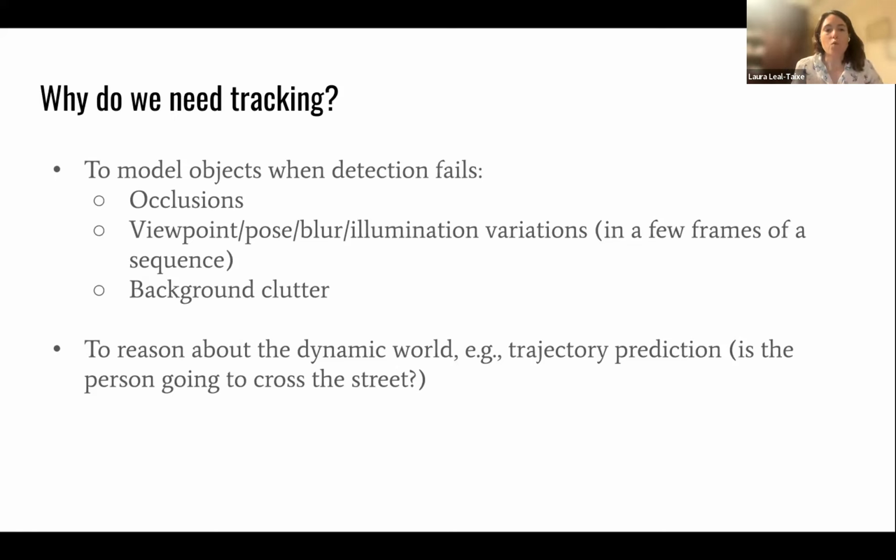But at the same time, one needs to perform tracking, and especially multi-object tracking, because we want to understand and reason about the dynamic world. We want, for example, to be able to predict the trajectory of a person that is crossing the street in the case of an autonomous car. And for this, we need to properly understand the past trajectory, which means that we need to perform object tracking.